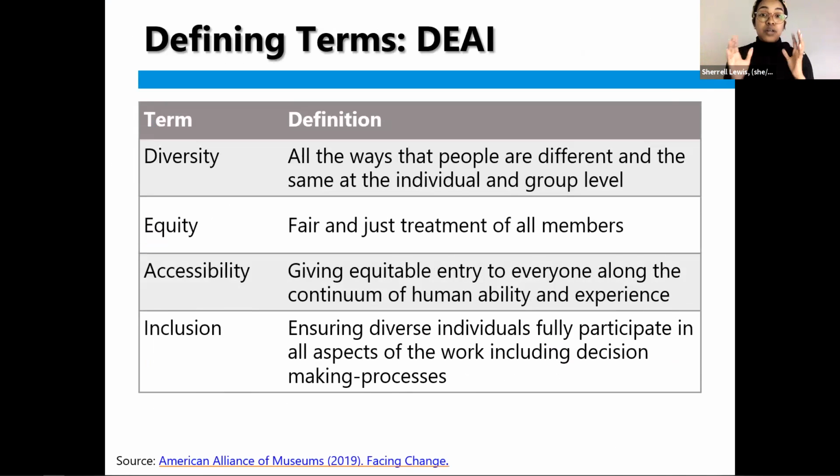So the way that the Smithsonian Science Education Center defines diversity is all the ways that people are different and the same at the individual and group level. So we all have different ideas, different ways of thinking, but we also want to make sure that we appreciate all of that. And so that's what diversity is all about, appreciating all the differences that we share and all the ways that we are alike. Equity: fair and just treatment of all members.